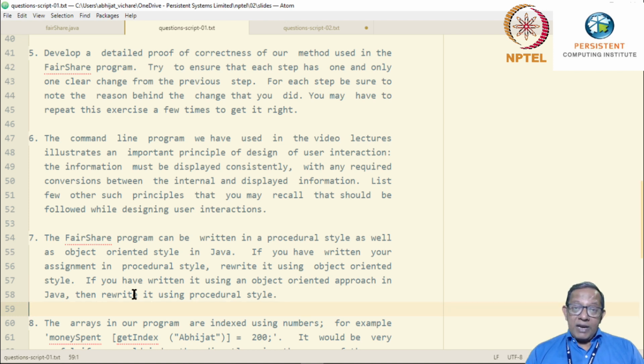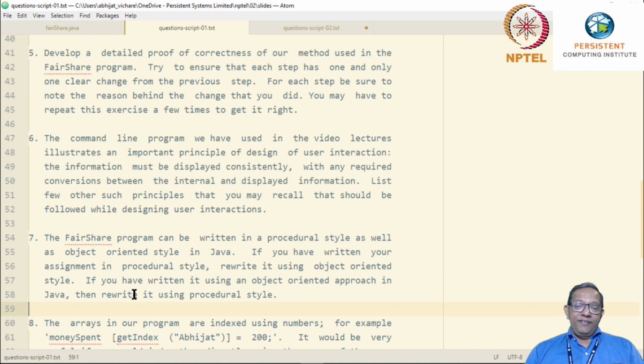But when you display that money to be paid as a negative number, and moreover saying that this is the amount owed, a typical user is very confused. It is very important to be consistent in the way the information is displayed. This is the principle that we did not do well in our program. This question asks you to list out a few other such principles that you may recall from your studies.